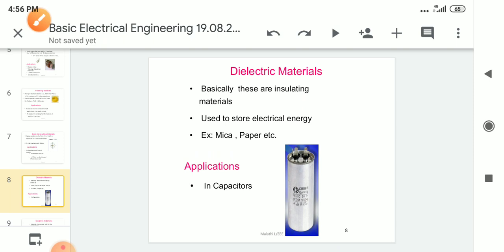Next, dielectric materials. Dielectric materials are also insulating materials. That is a poor conductor of electricity, but an efficient supporter of electrostatic field.